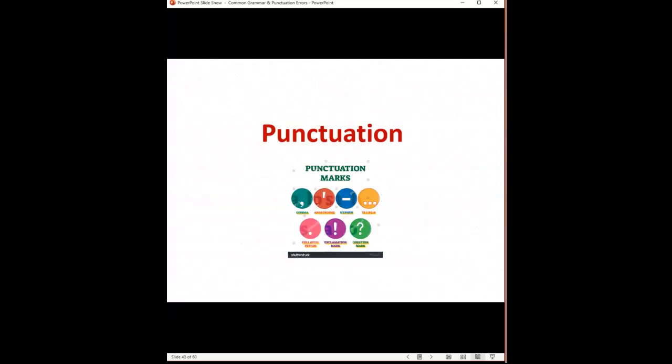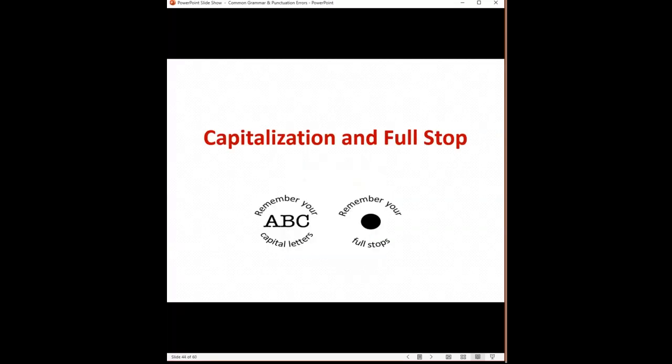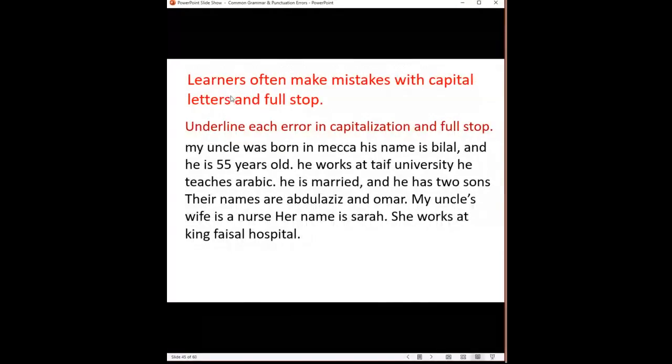Okay, so let's move to the second part, which is punctuation, which is easy, but most of the students actually make mistakes in the punctuation. We are going to look at capitalization and the full stop. Learners often make mistakes with capital letters and full stops. I want you first to decide where should I underline the error in the capitalization and full stop. I will give you 1 or 2 minutes to decide.